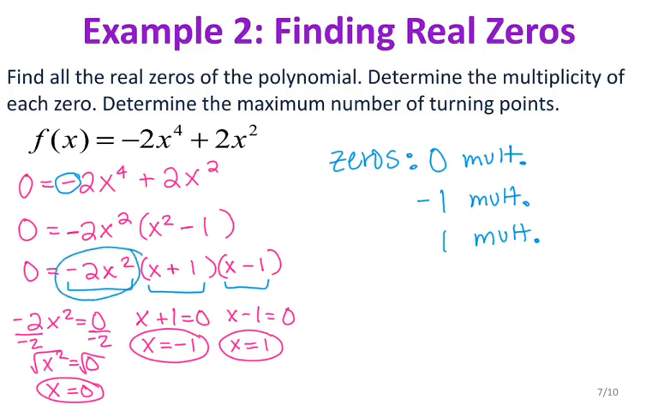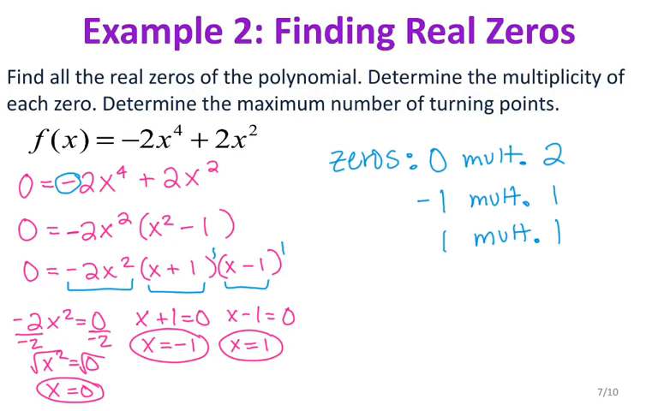So for 0, I'm going to go back and look at the factor that it came from. The factor that the 0 came from was negative 2x squared, and I'm going to look at the exponent on that factor. That exponent is actually going to tell you what the multiplicity is. So since my exponent was a 2, that means my multiplicity is going to be 2. For negative 1, that came from this factor, and that factor does not have an exponent, so anything that does not have an exponent has a 1 there. So both negative 1 and positive 1 have multiplicities of 1.